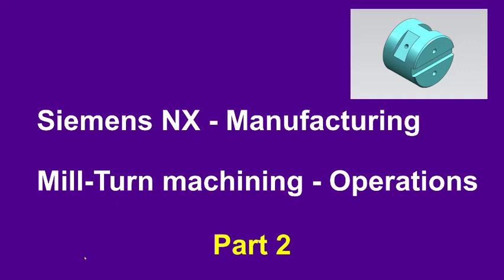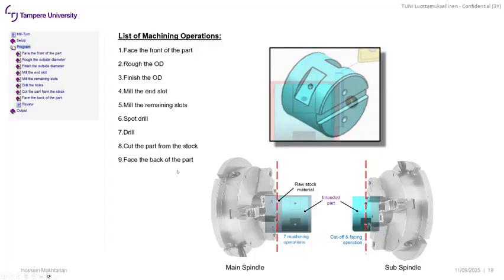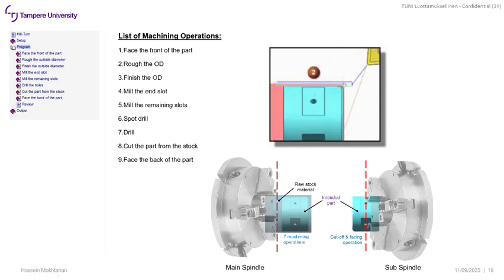All right, welcome back again in this second part of a tutorial of mill-turn machining in NX operation. In this video, we start to define the operations. The part that we're gonna look at is the part that is shown here. We're gonna first define the facing, roughing, and finishing of the part from the outside diameter.